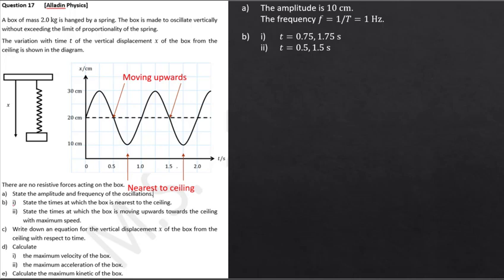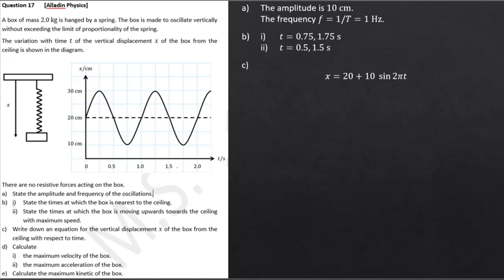Now, if we look at part C, write down an equation for the vertical displacement x of the box from the ceiling with respect to time. So we are going to have x equal to 20 plus 10 sine 2 pi t. This is a simple sine curve, except that the mean position is not 0, but the mean position is 20.